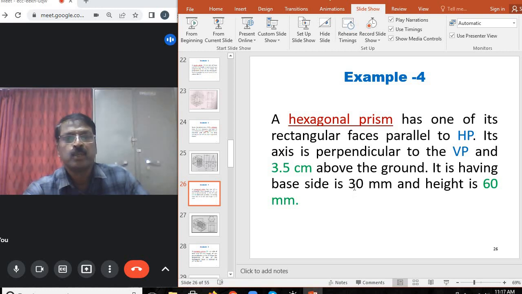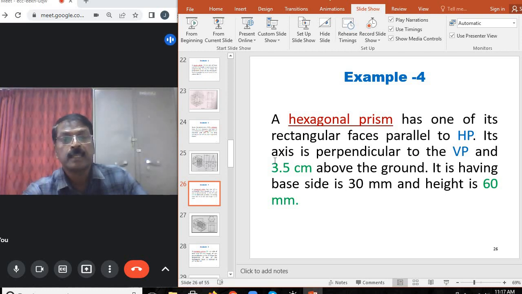So once again, go through the problem. First find out what the object is, whether it is a prism or pyramid. Then how many edges it has. Since it is a hexagonal prism, it consists of hexagonal bases and 6 rectangular faces. Then next, the position given.